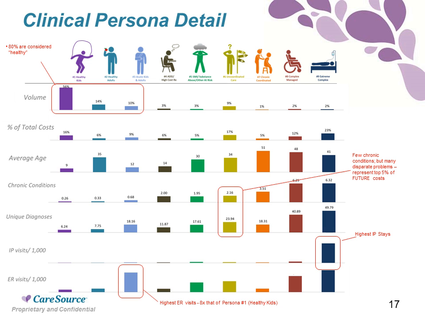So that might help explain why it was important for us to pull this out as a separate group, because obviously with ER per 1,000 that's 8 times higher than their healthy counterparts, we're going to want to do something different with that than what we do with our general healthy population.